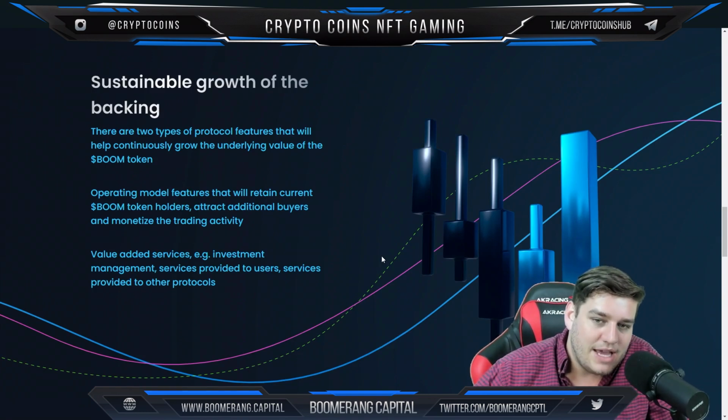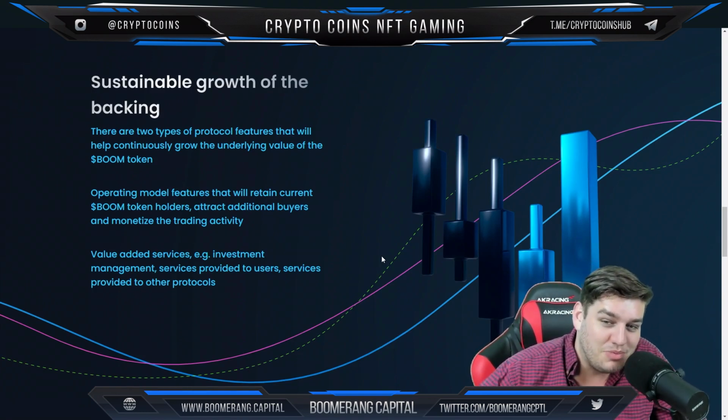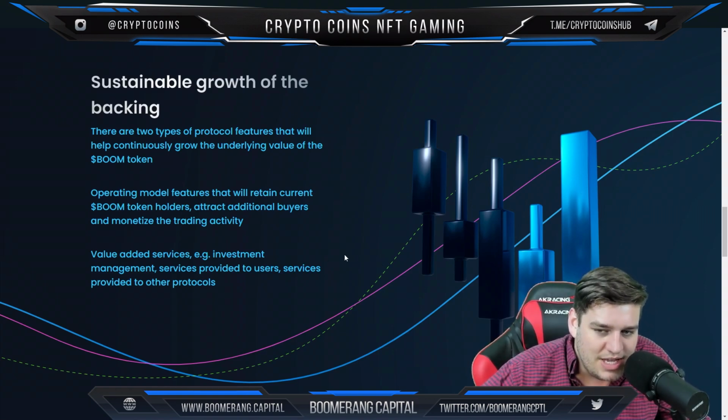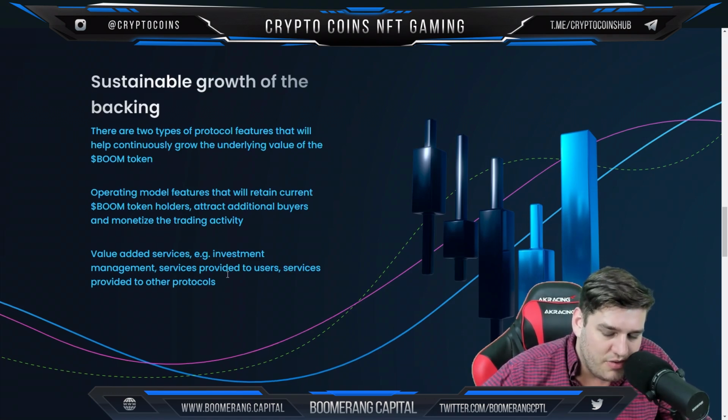Sustainable growth of the backing: there are two types of protocol features that will help continuously grow the underlying value of the Boom token. Operating model features that will retain current Boom token holders, attract additional buyers, and monetize the trading activity. And value-added services, e.g. investment management services provided to the users, and services provided to other protocols.